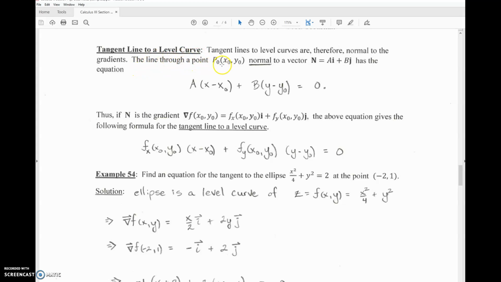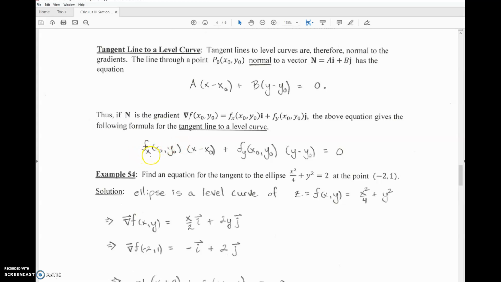So the line through a point p naught of x naught, y naught, normal to a vector n, let's say that vector n is a i plus b j, has this equation. That's called the point normal form of the equation of a line. Thus, if n is the gradient, which it is in this case if we're talking about level curves, the above equation gives the following formula for the tangent line to a level curve.